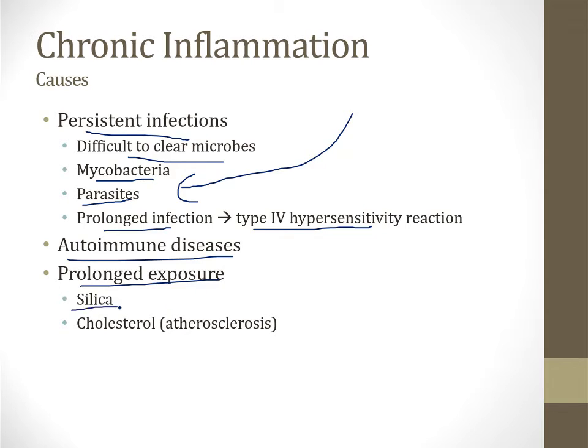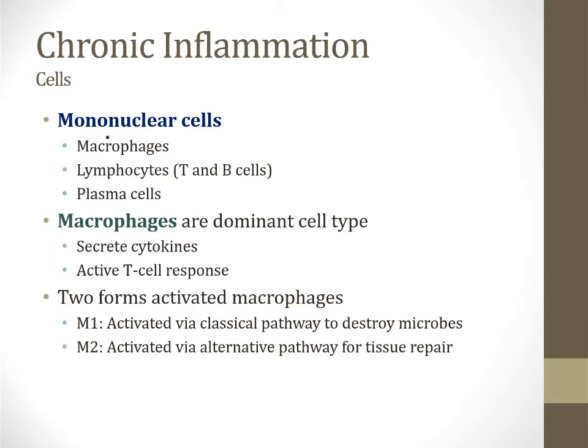So silica, when it gets into the lungs in certain industrial workers, can lead to chronic inflammation. And then the underlying cause of coronary artery disease and other vascular disease is believed to be cholesterol, which drives a chronic inflammatory process. The main cells in chronic inflammation are mononuclear cells like macrophages, lymphocytes like T and B cells, and plasma cells. You do not see neutrophils in chronic inflammation in general.